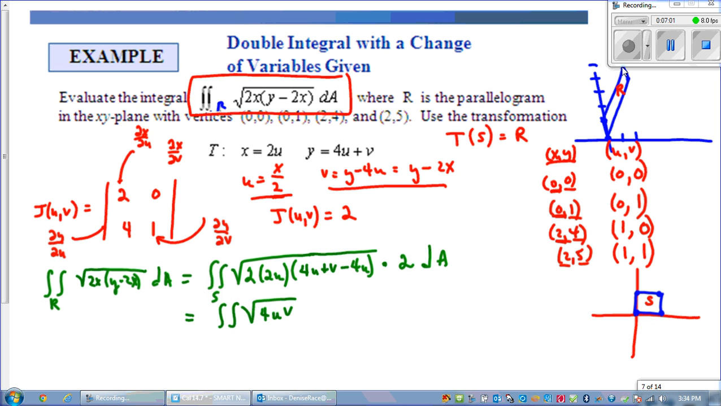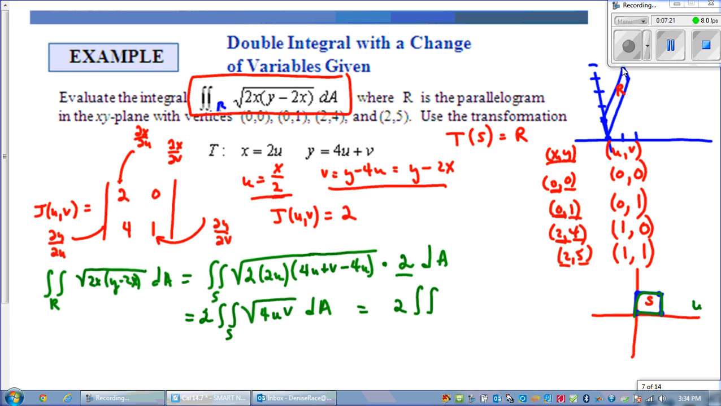And then we have that extra 2 out here. I'm just going to go ahead and bring that out in front. And we're integrating over the region S. Now, the region S, well, we just need to describe this square. So that will be 2 times the integral.